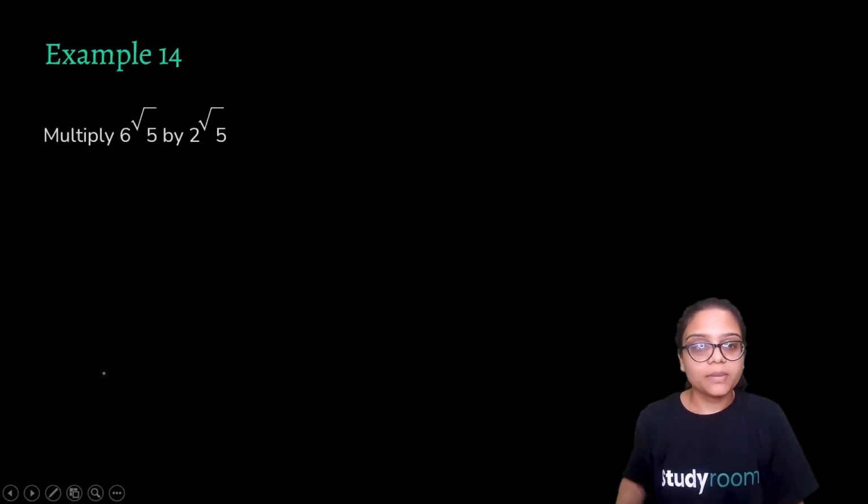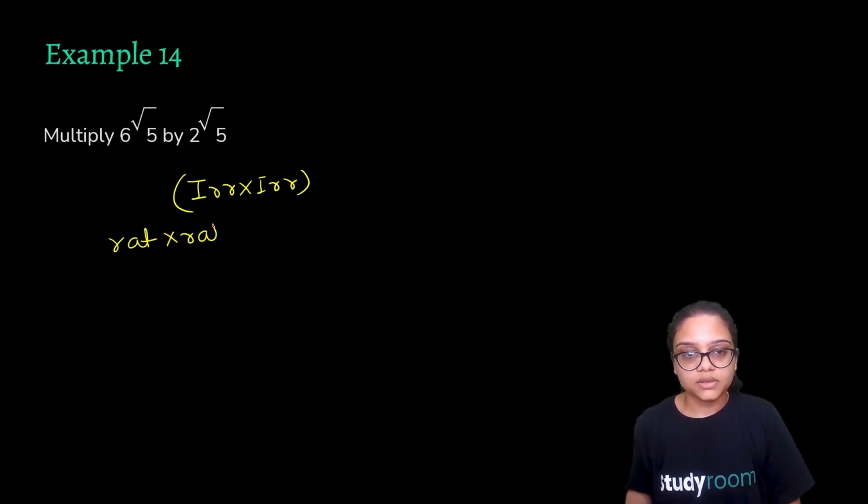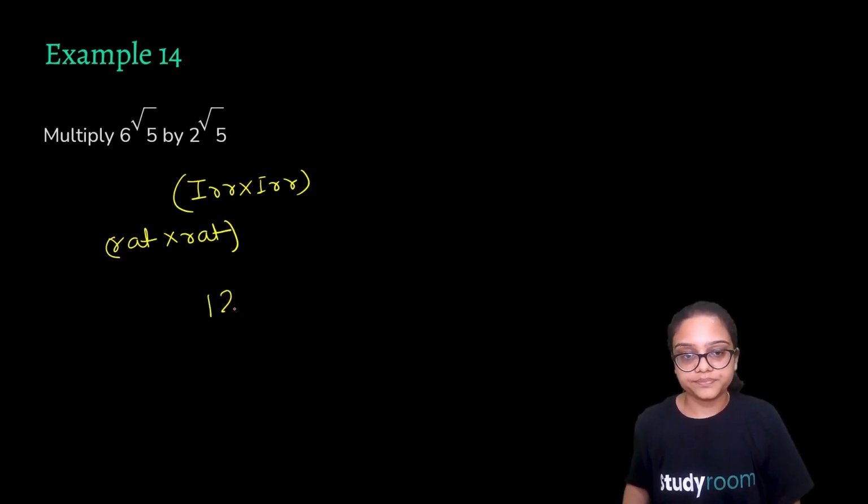Now multiply 6 root 5 by root 5. The multiplication rule is irrational into irrational, and rational into rational. I'm writing the short form so that it won't take long. Now, what's the rational number? 6, and here it's 2. So 6 2s are 12. What's the irrational part? Root 5, here also root 5. Root 5 times root 5 is 5. Now, 12 5s are 60.